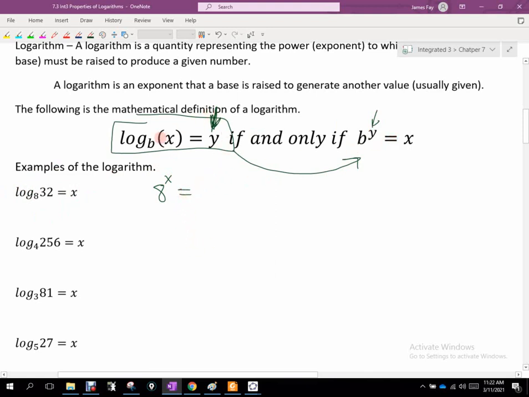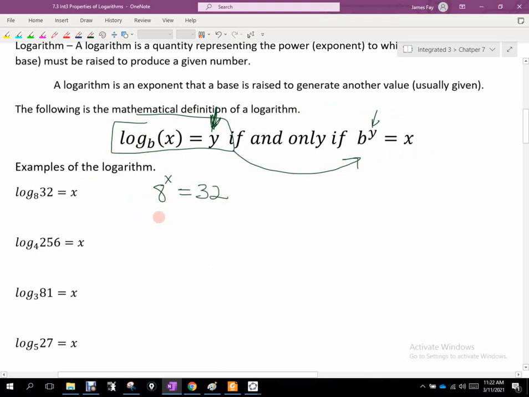Equals, so the x that I'm using here, when I change it to exponential, becomes the thing that's isolated on the right-hand side of the exponential. So that x right here is the 32 right there. Does that make sense? I don't care what the letters or the numbers are, I'm taking these parts and rewriting them in that positioning.